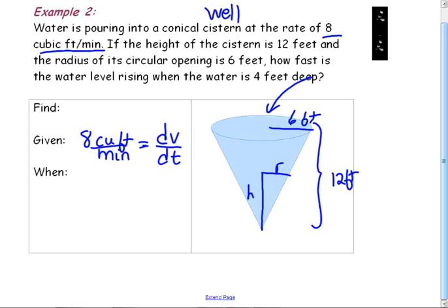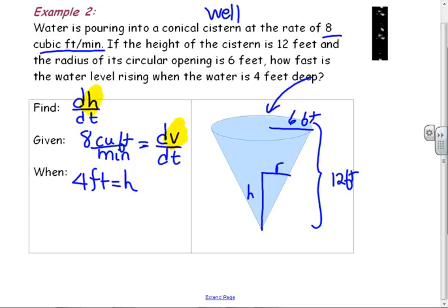And it says, how fast is the water level rising? What are they asking for you to find? The change in the h, right? I want to find dh dt when the water is 4 feet deep. What's 4 feet? And the secret to doing these problems, it fails once in a while, but pretty much this is the secret. You want to relate h and v. I need a formula that relates those. And v represents the volume of a cone. Does anybody remember what the volume of a cone is?